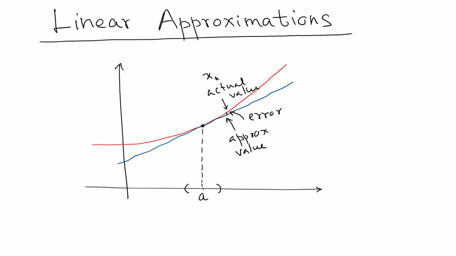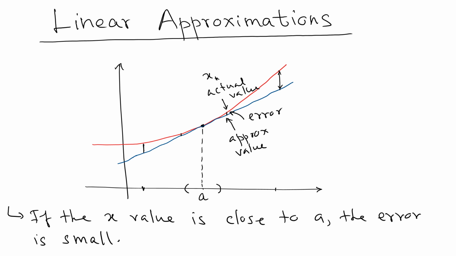That means if you are close to the point A, there's a very small error. But when you go far away from A, for example over here, you can see the error is this much. On the other side also, if you are over here, the error is very big. So this linear approximation won't be accurate if you go away from A, and you have to be very careful with that. We can write it like this: if the x value is close to A, then the error is small. It's very clear from the graph too.